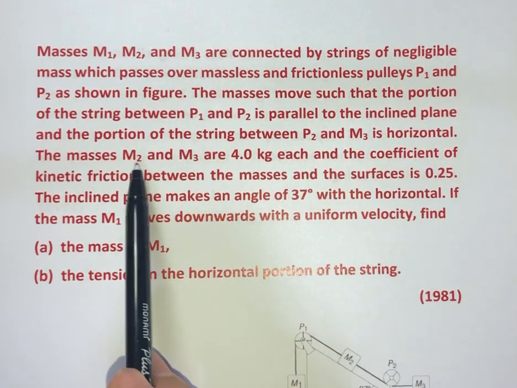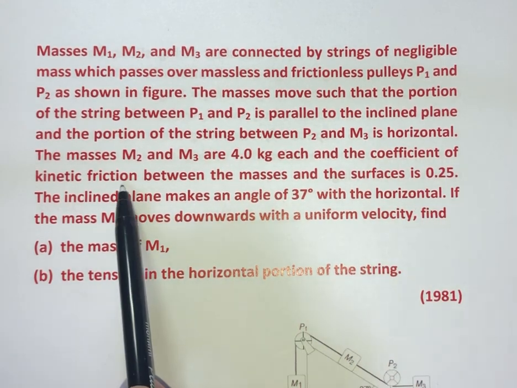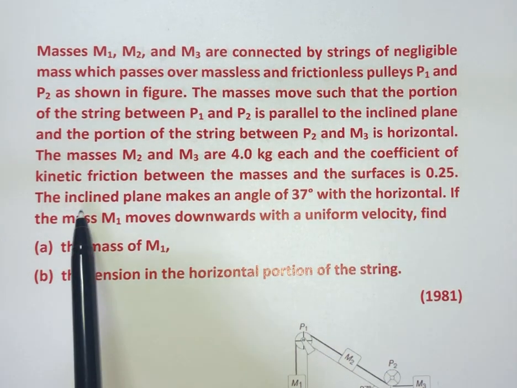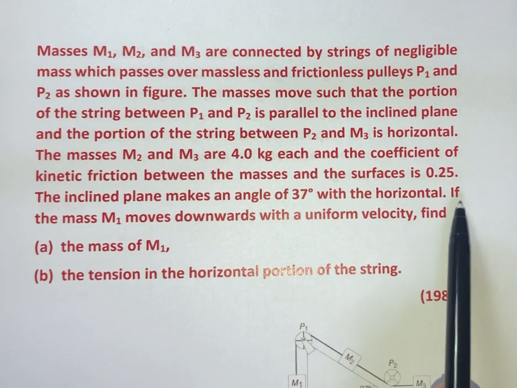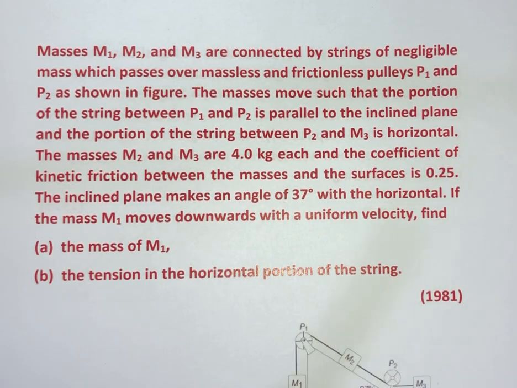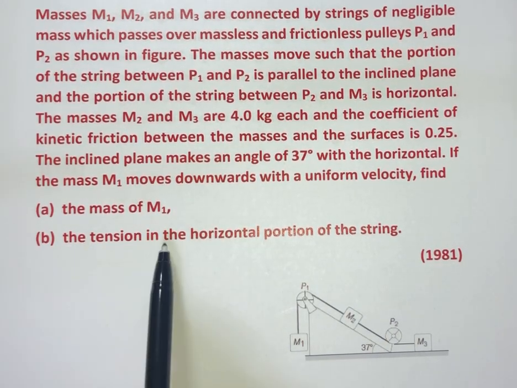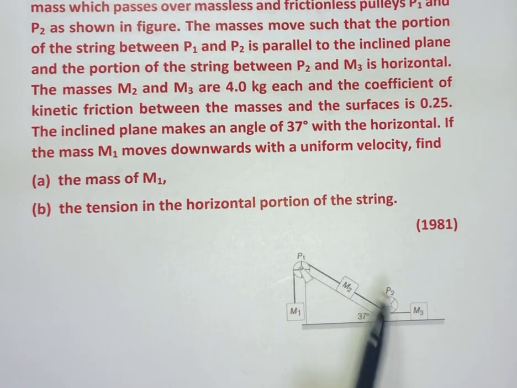The masses m2 and m3 are 4 kg each and the coefficient of kinetic friction between the masses and the surface is 0.25. The inclined plane makes an angle of 37 with the horizontal. If mass m1 moves downwards with a uniform velocity, find the mass of m1 and second the tension in the horizontal portion of the string. So this is our figure.